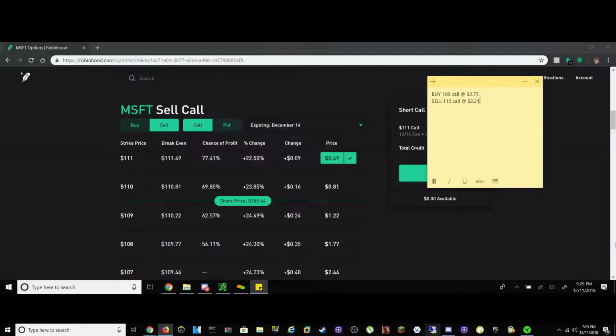Now, your break-even price is another big thing. If you do the math on it, it goes down to $109.54. That's huge, because then it limits your risk.